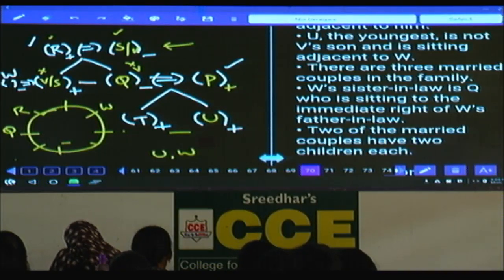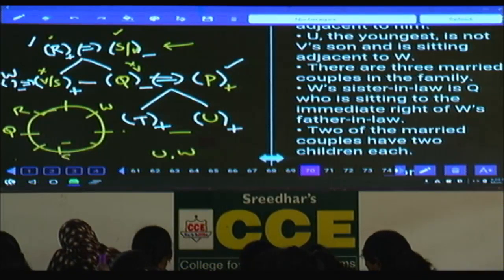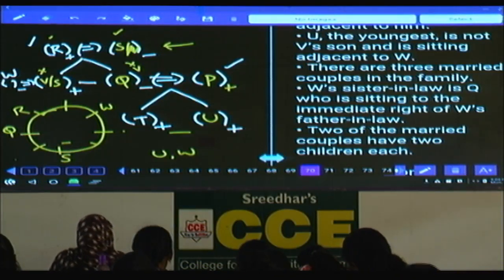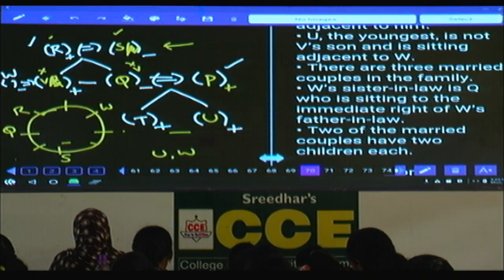Hence, as V cannot be at this place, then who must be here? S must be here. Now who is this S? S is nothing but R's wife. As S is R's wife, now this person must be V. Done? Now coming back to this one.